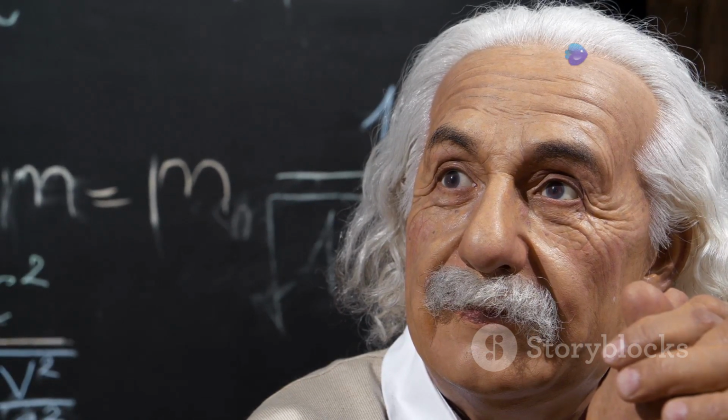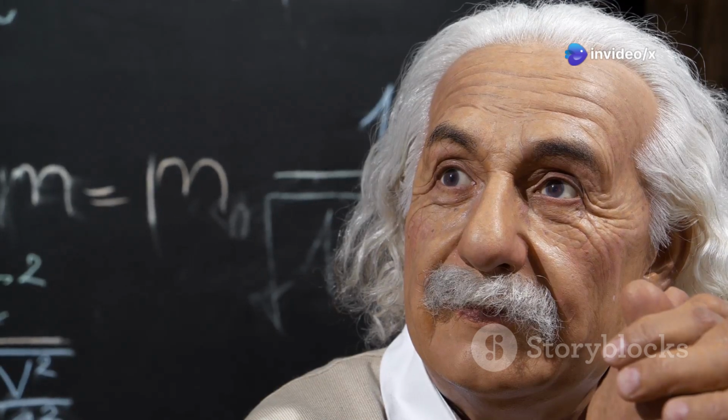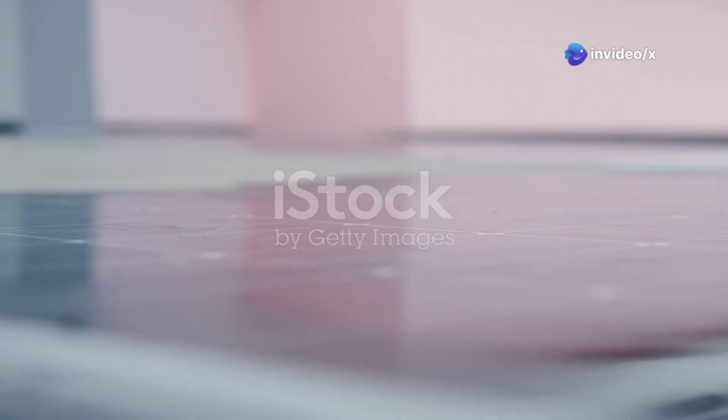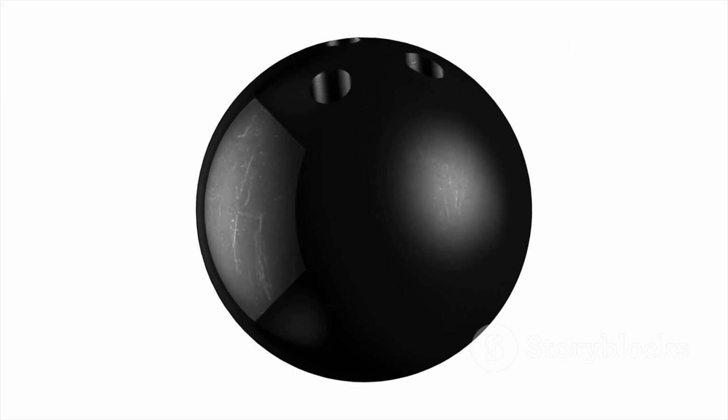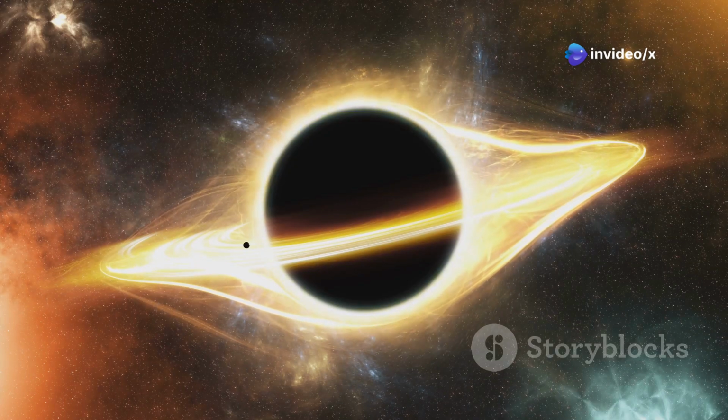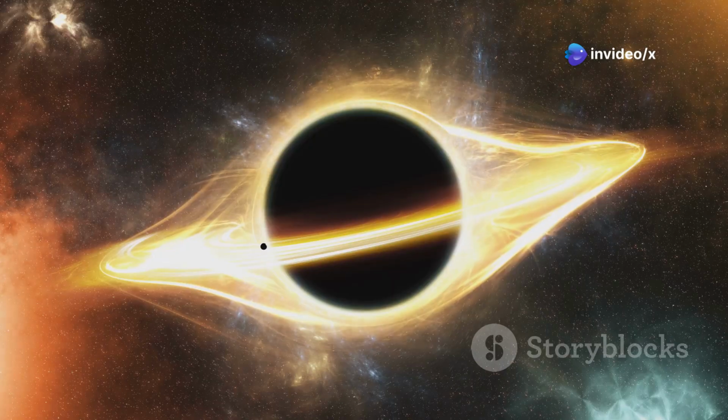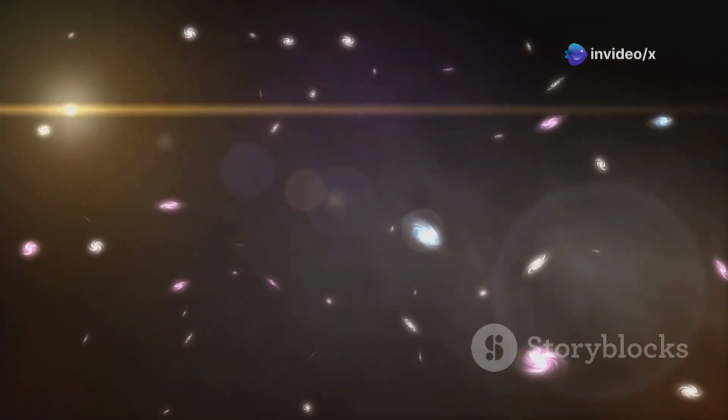Einstein's general relativity tells us that gravity is not a force but a curvature of spacetime. Imagine spacetime as a giant rubber sheet. Massive objects create dents in this sheet, much like the bowling ball on the trampoline. Light, traveling through spacetime, follows these curves. When light passes by a massive object, its path bends. This bending of light is what we perceive as gravity.